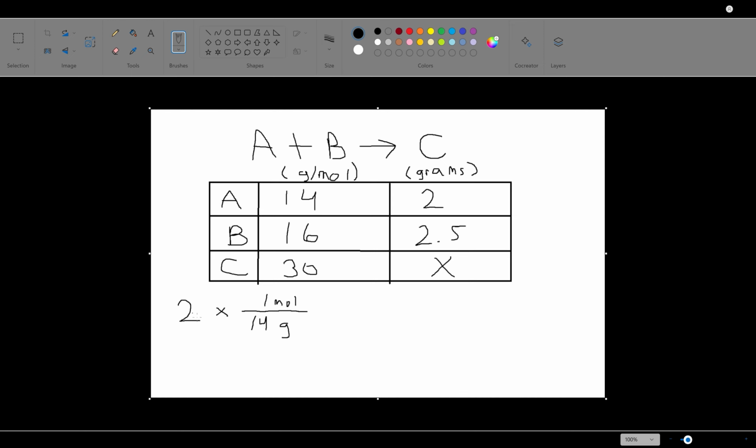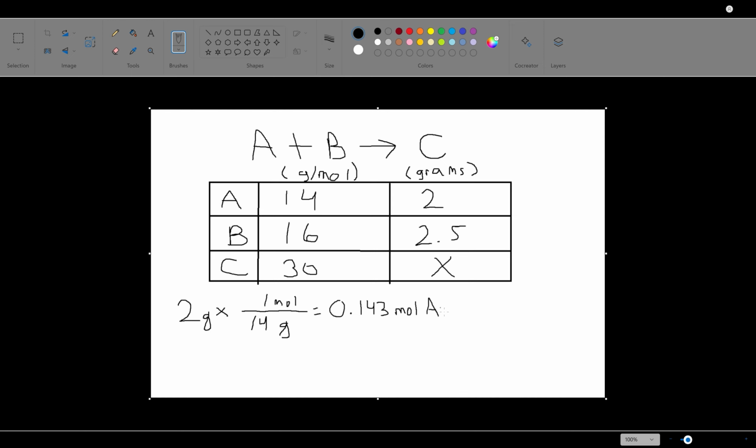So this leaves us with, since this is 2 grams, grams cancels out, and we're left with 2 divided by 14, which is 2 divided by 14 gets us 0.143 moles. So that's how many moles of A we have. That's how many moles of the reactant we have.